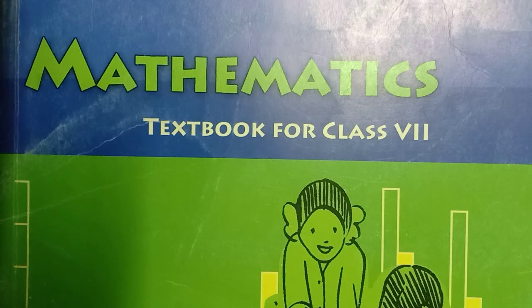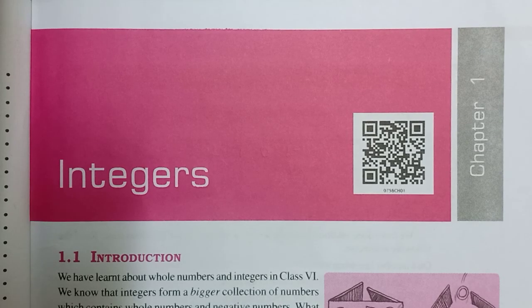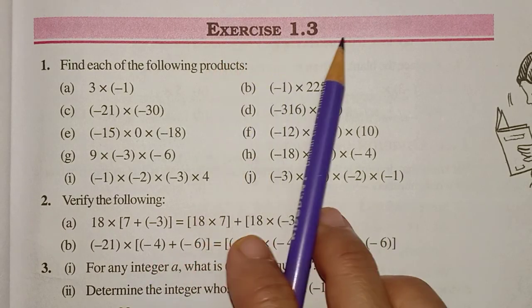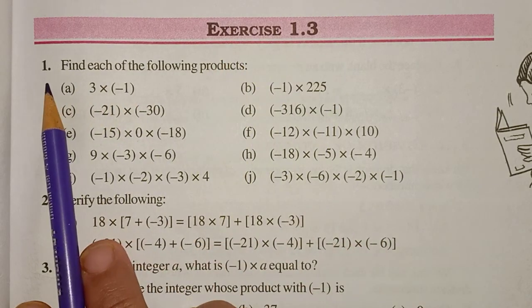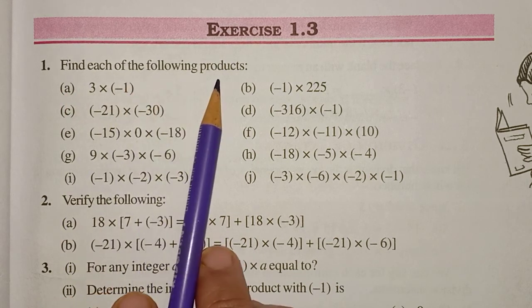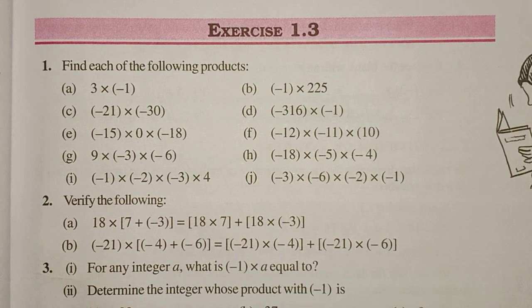Hello student, today we will learn from the Mathematics textbook for class 7 NCERT syllabus. Lesson number 1, Integers. Exercise 1.3. Question number 1. Find each of the following products. Let's solve question number 1.